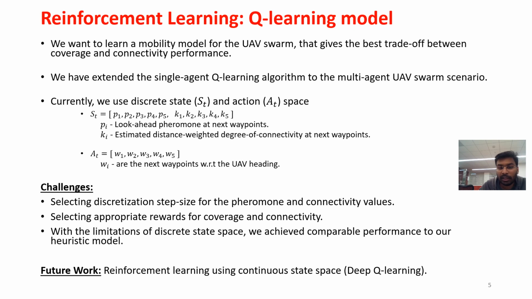We have extended the single-agent Q-learning algorithm to the multi-agent UAV swarm scenario. Currently, we are using discretized state and action space. One of the challenges of using discrete state space is selecting a discretization step size for the pheromone and connectivity values. If the step size is too small, the state space increases and the training becomes very hard. With these limitations of using the discretized state space, currently we have achieved comparable performance to the heuristic model and are looking into ways of improving it further.